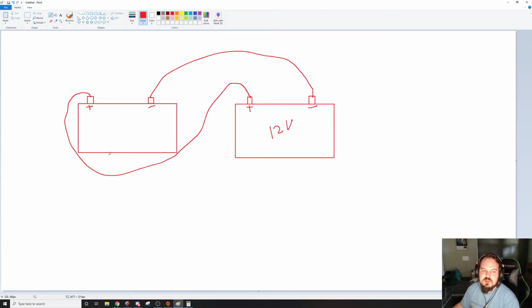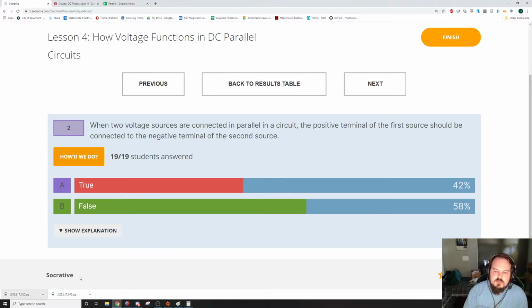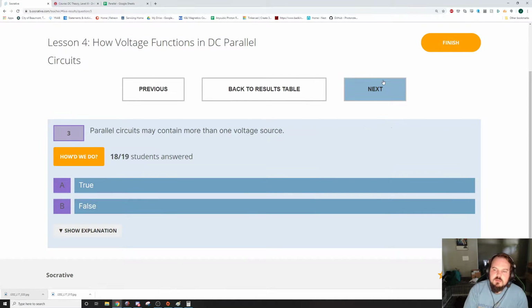So if this was 12 volts and 12 volts, if you read with a voltmeter from there to there, you're going to read E total is 12 volts. Alright, parallel circuits may contain more than one voltage source. That's literally what I just showed you. Absolutely, they can contain more than one voltage source.